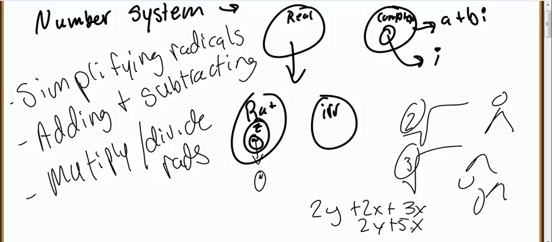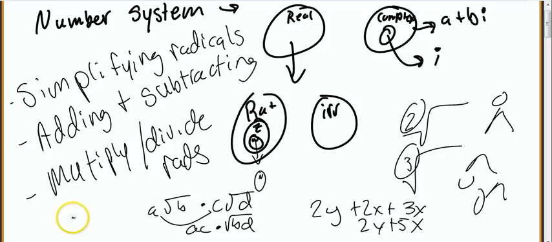Multiplying and dividing, you multiply the outside. So if this is a times the square root of b times c times the square root of d, you're multiplying the outsides, ac, times the insides, bd. Then simplify, so don't forget to simplify. When you're dividing, the square root of a over the square root of b is the same as the square root of a over b. Simplify, then split it up again. So you're going to combine, simplify your fraction, and then take the square root and simplify from there.